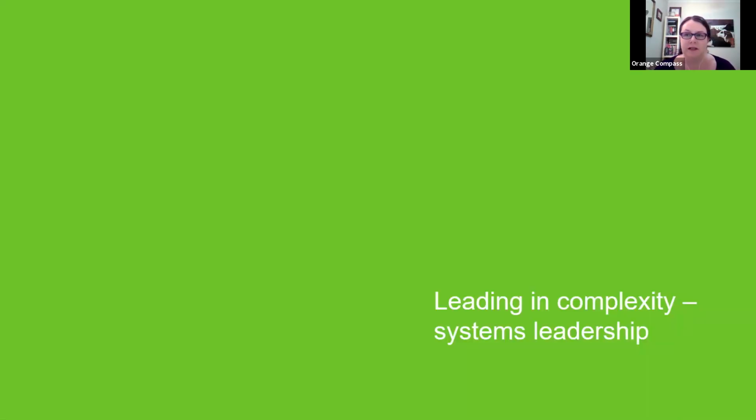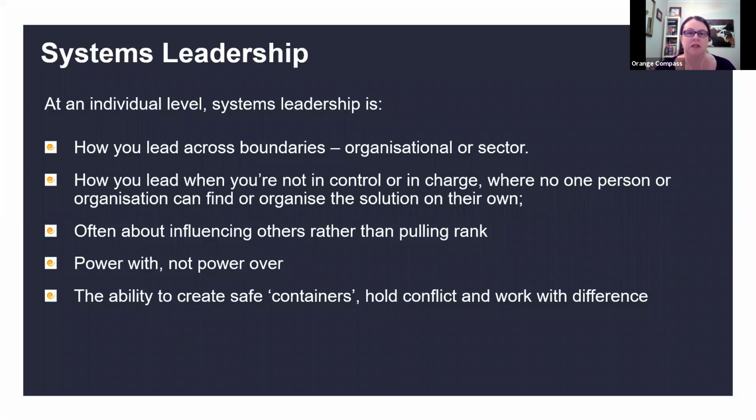So I'm going to start with leading in complexity and systems leadership as a concept, because I think it's an important framing for our conversation about power. When we talk about systems leadership, we're talking about something that's quite different to traditional leadership or traditional management even, and also this idea of heroic leadership. So what we're talking about here is something else. It's how you lead across boundaries, so organizational and sector boundaries. It's often how you lead in collaboration, or how you lead when you're not in control or in charge.